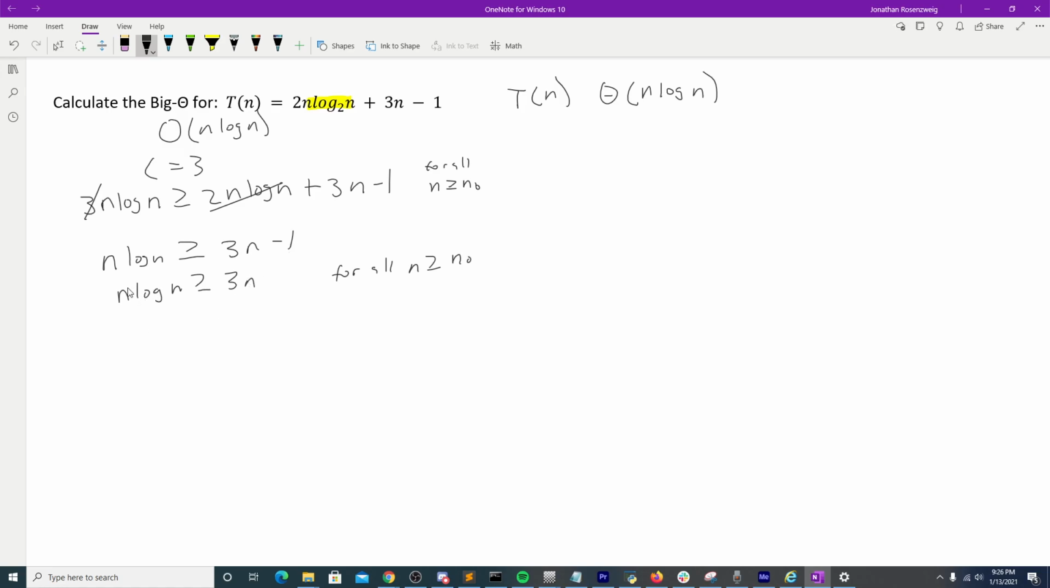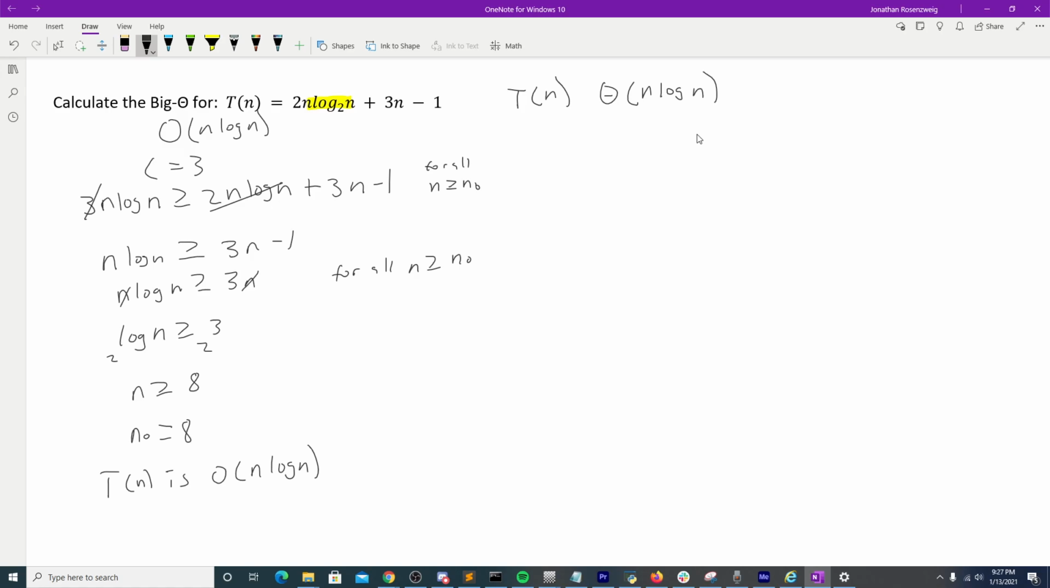So in this expression, we can cancel out the n's, and we have log n is greater than or equal to 3, and then we can raise each side to the power of 2, and so we have n is greater than or equal to 2 cubed, which is 8. And so in this case, we'll choose an n naught which must be greater than or equal to 8. So we'll choose n naught equals 8. And so for all n greater than or equal to 8, T of n is O of n log n.